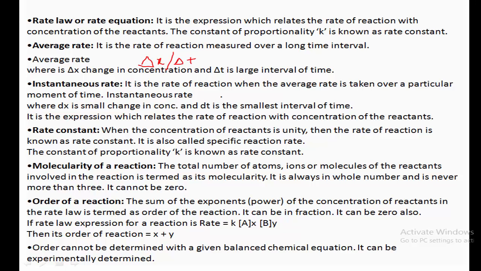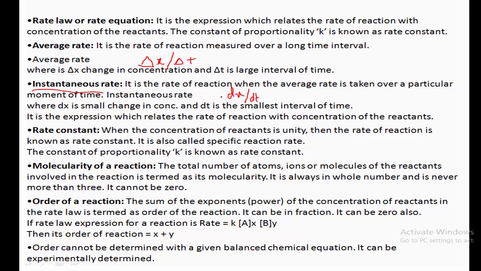Okay, then instantaneous rate. Instantaneous rate means the rate at a particular moment of time, because as you know, the reaction rate will always change, it may increase or it may decrease during the reaction. And if we want to find the reaction rate at a particular time, then that type of rate is said to be instantaneous rate. So it is the rate of reaction when the average rate is taken over a particular moment of time. And instantaneous rate is given as dx divided by dt, because here the small changes will be taken, a small change in concentration upon a small interval of time. That indicates instantaneous rate.